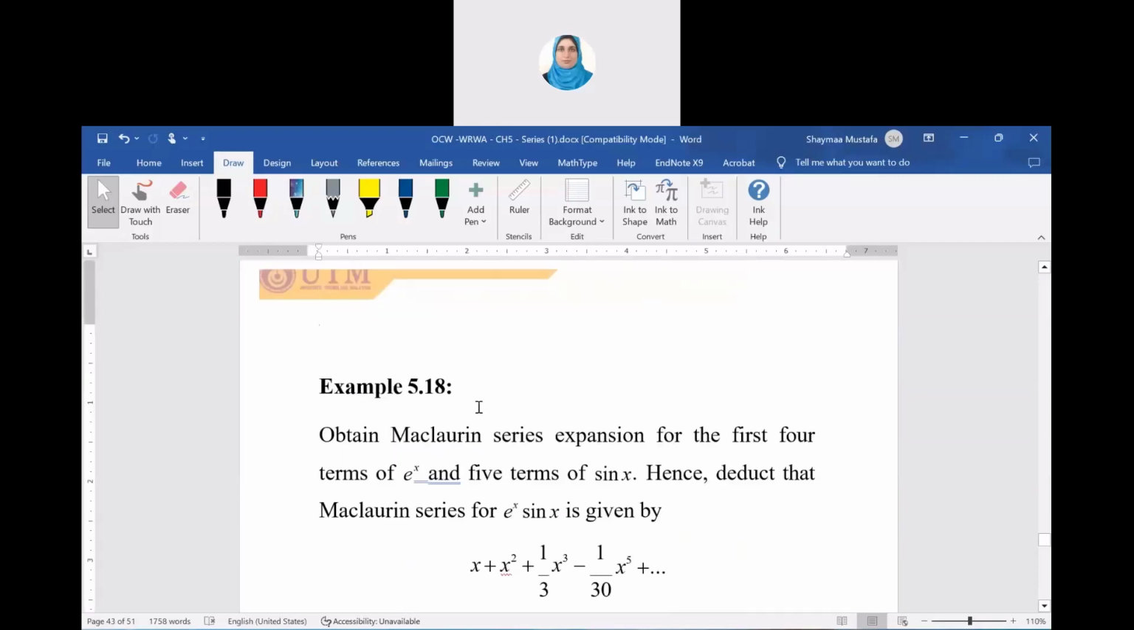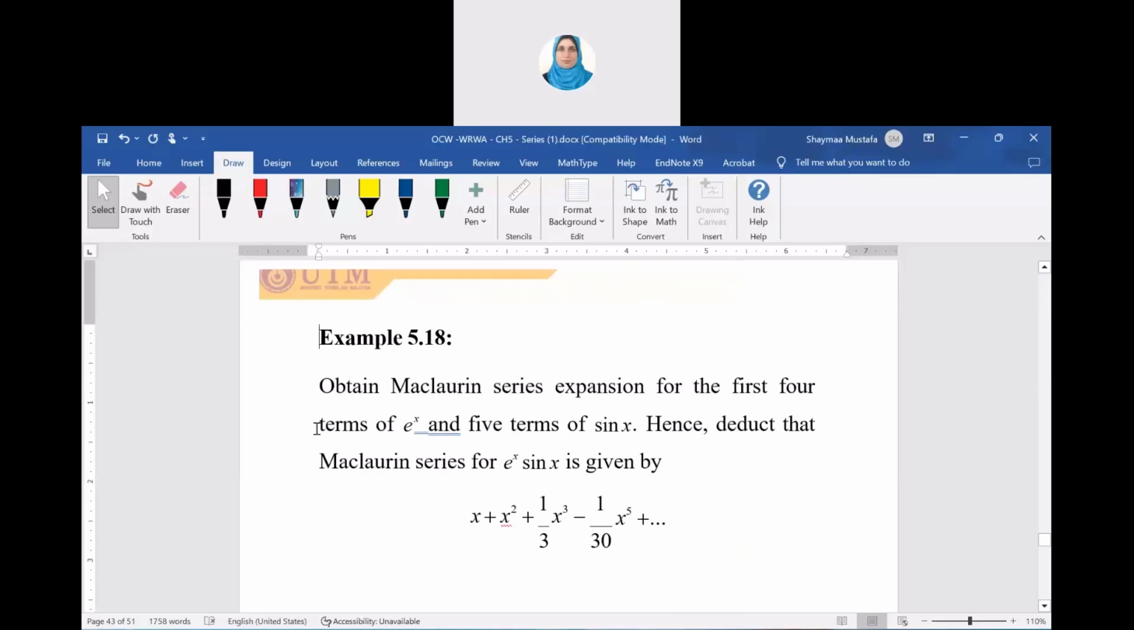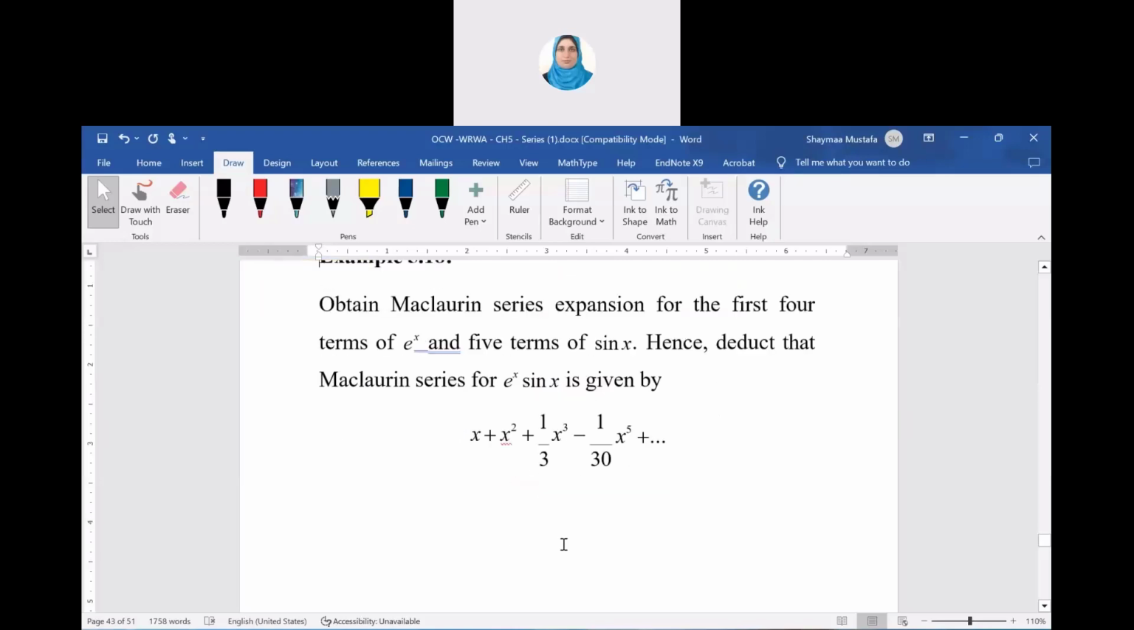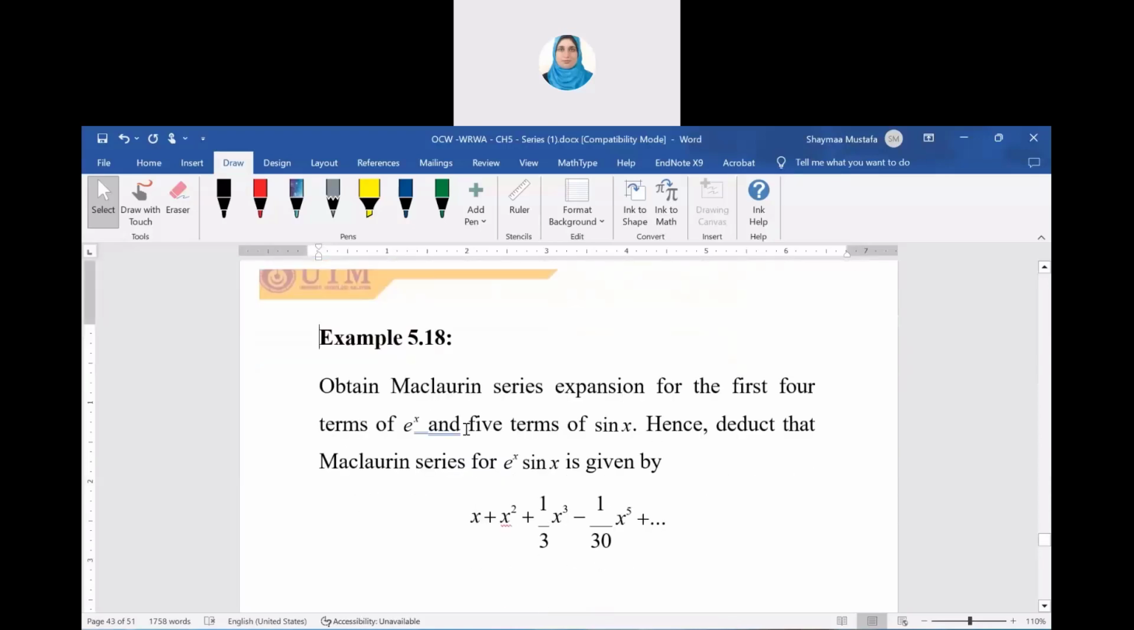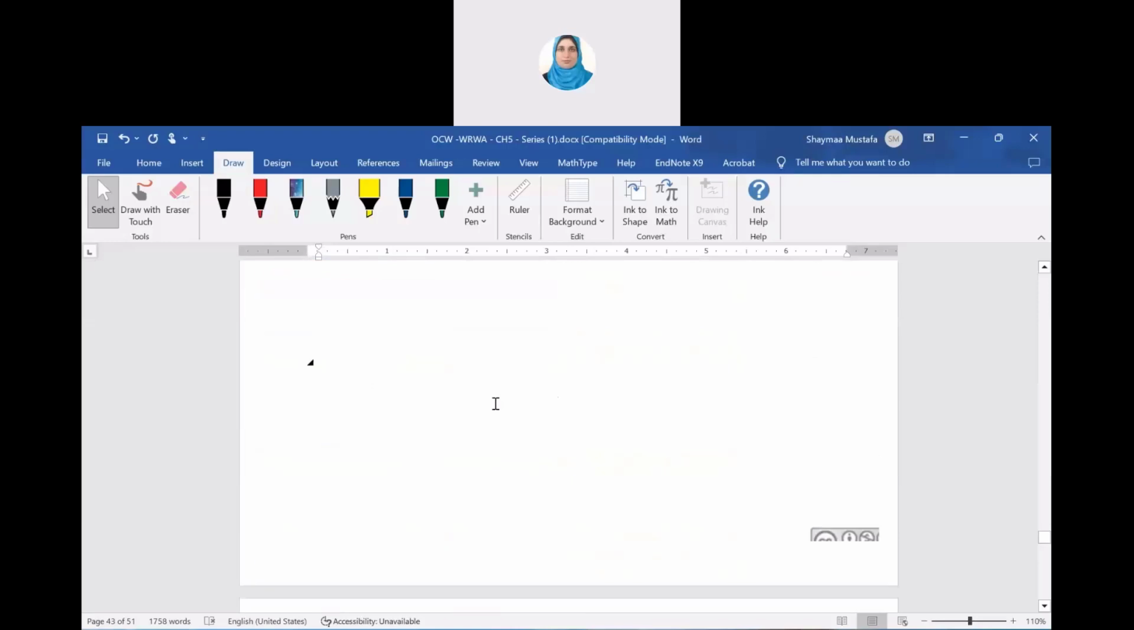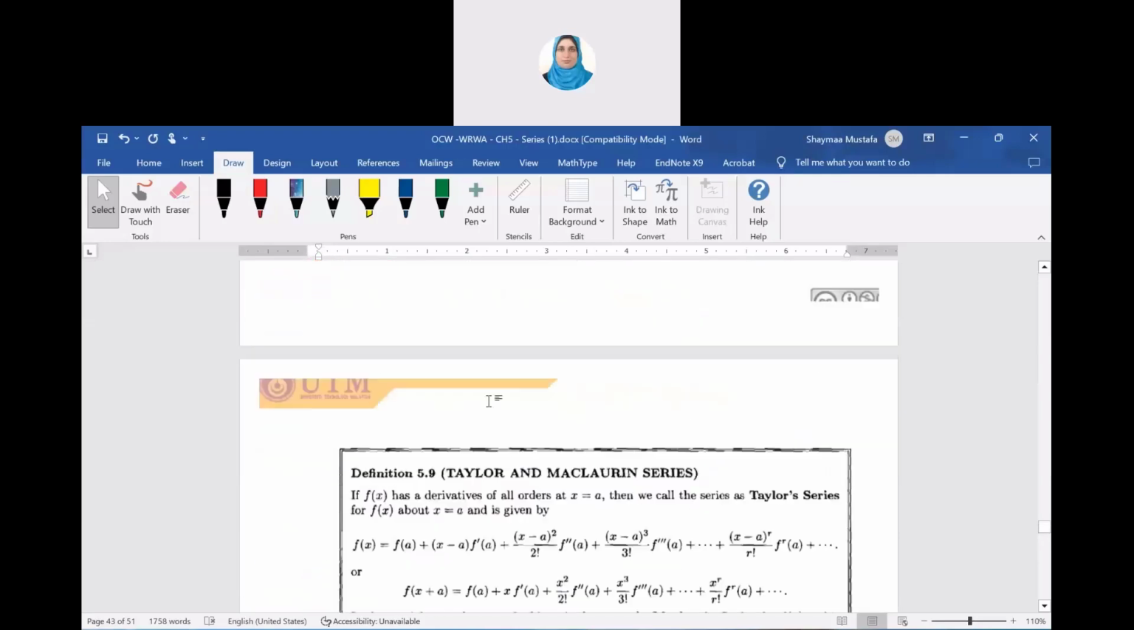Here we need to find the Maclaurin series for the first 4 terms of e to the x and 5 terms of sine x. Hence, deduce that the Maclaurin series for e to the x sine x is given by this one. We already found the Maclaurin series of e to the x and sine x before.